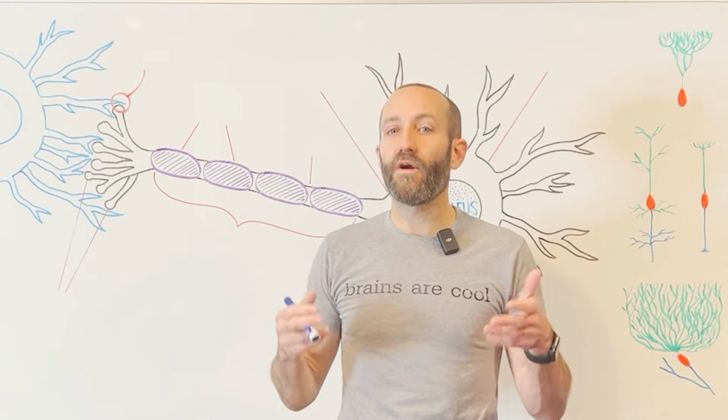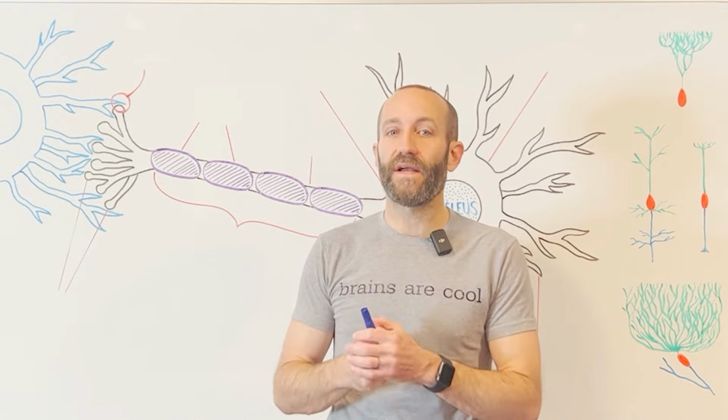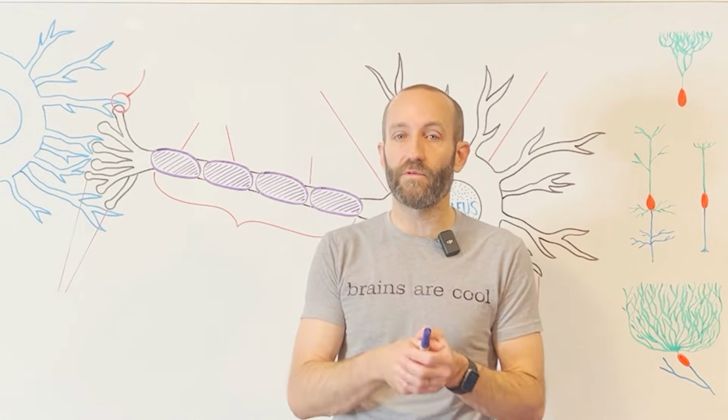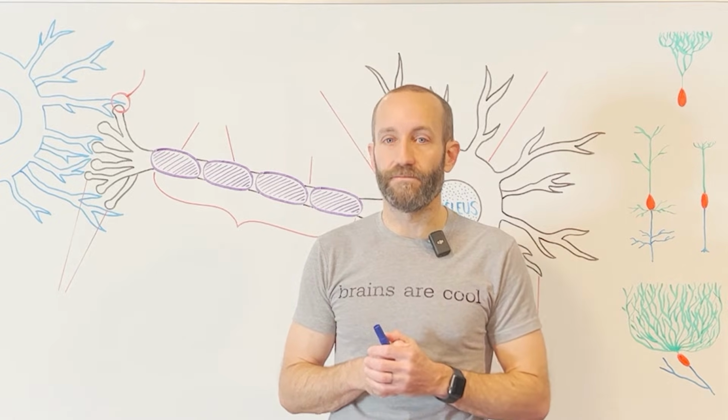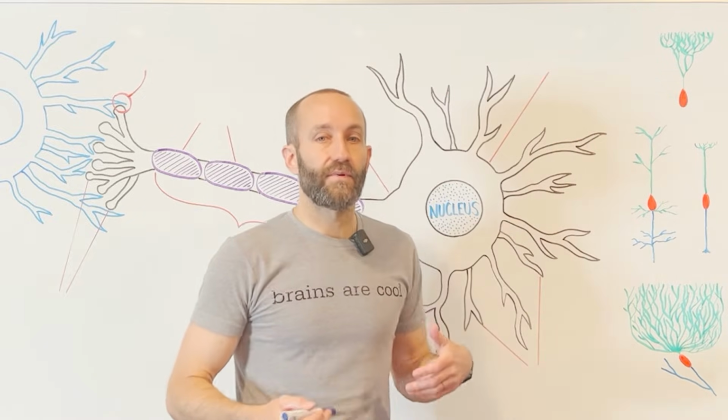I should point out that there are neurons that don't use neurotransmitters and rely solely on electrical signals to communicate with one another, but we won't focus on them here because they're relatively rare in the adult nervous system. Okay, so let's talk a bit about these different parts of a neuron.